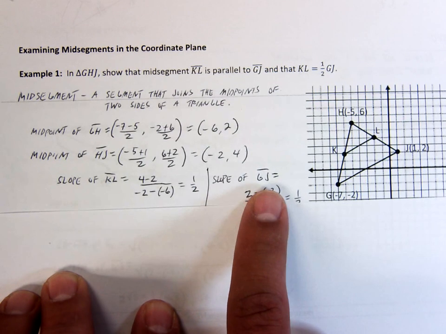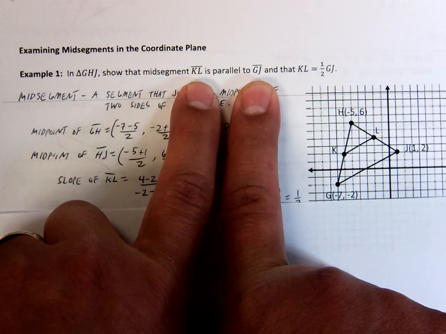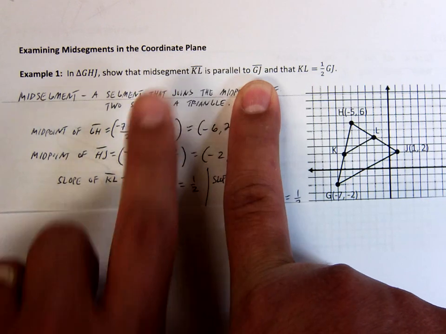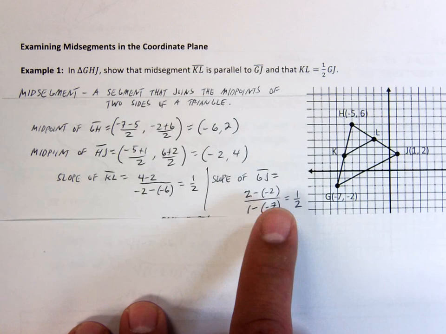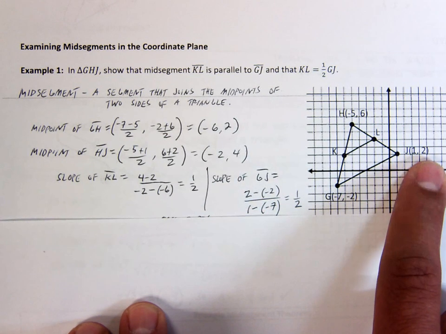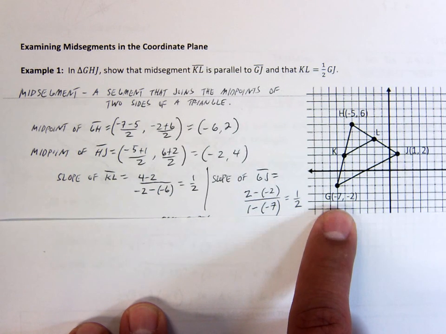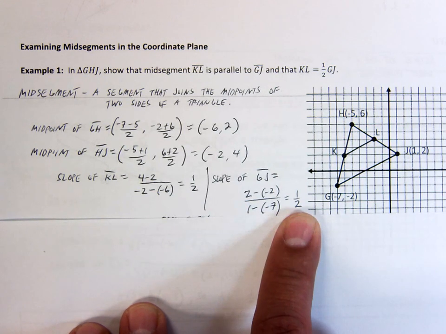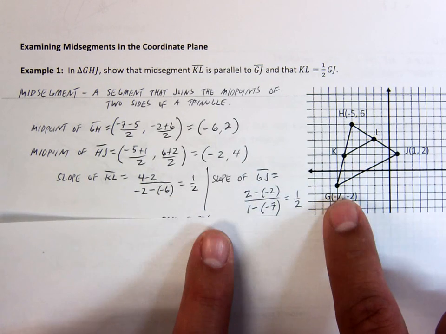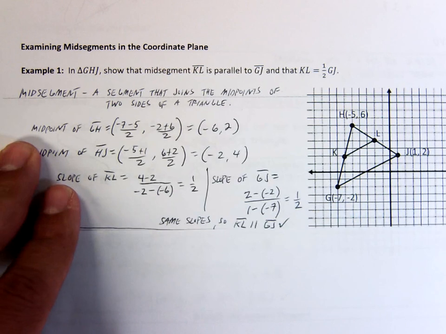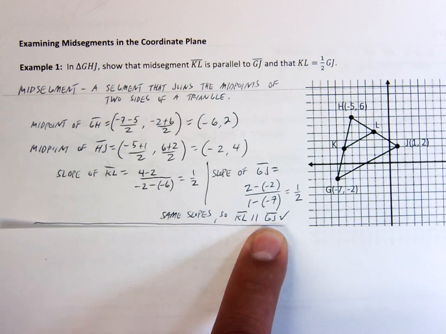Now I'm going to find the slope of GJ, because I'm trying to show that these two are parallel. And if they have the same slope, then they are parallel. So what is the slope of GJ? Subtract your y's on top. So I have 2 minus negative 2, and then 1 minus negative 7, which gives me 1/2. So the slope from K to L was 1/2. The slope of GJ was also 1/2. So same slopes, so KL is parallel to GJ. We just showed that they are parallel.